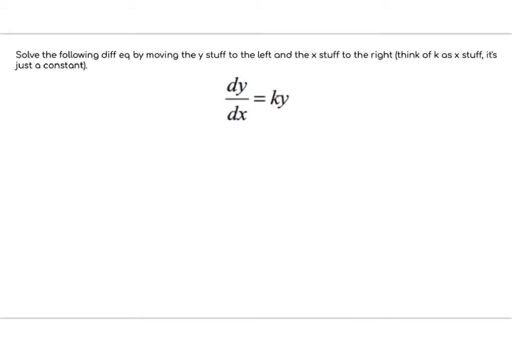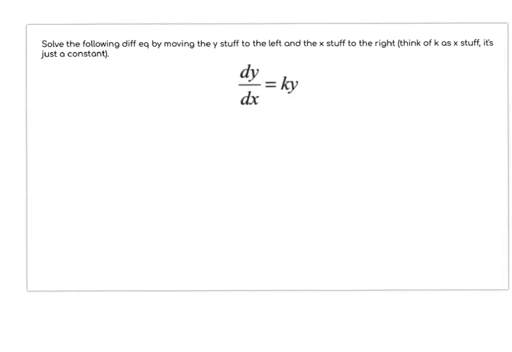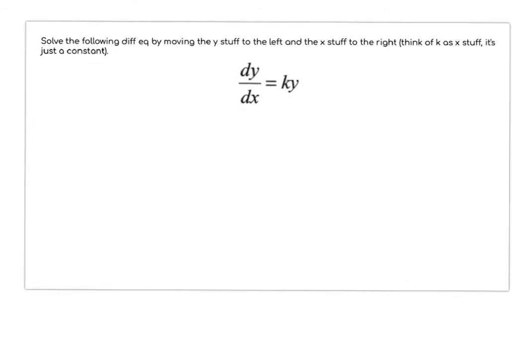So the first thing we're going to do is to try to get the same variables on the same sides of these things. So anything with y, we're going to try to put on the y side. Anything with an x, we're going to try to put on the x side. So I'm going to multiply both sides by dx.